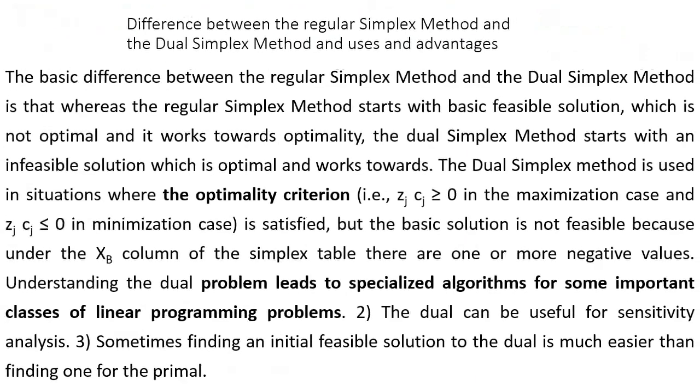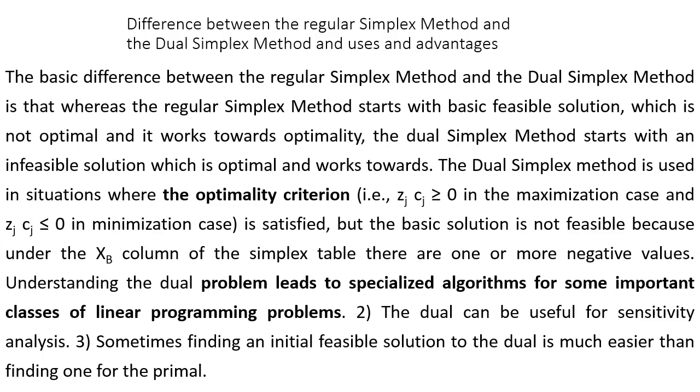So what is the difference between the regular simplex method and the dual simplex method, and what are their uses? The basic difference is that the regular simplex method starts from a basic feasible solution, which is not optimal, and works towards optimality. The dual simplex method starts with an infeasible solution, which is optimal, and works towards feasibility.